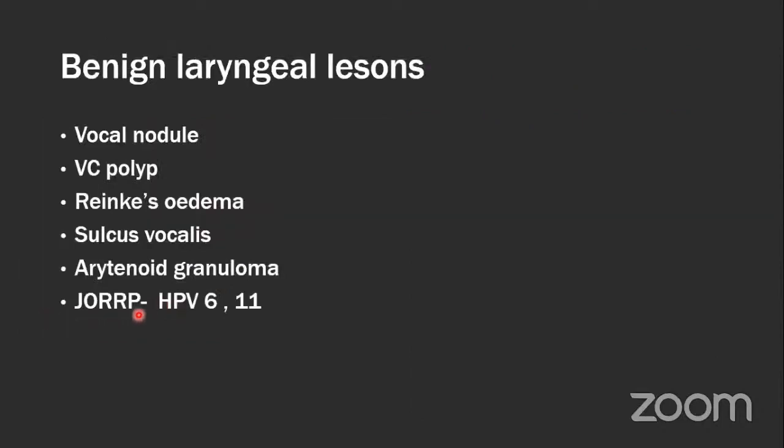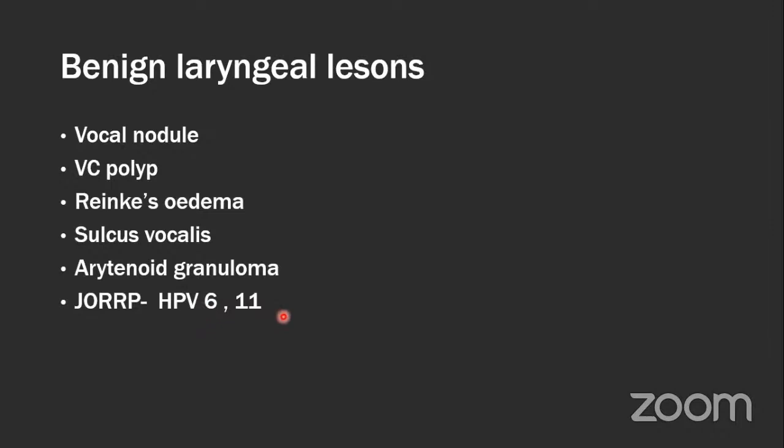Another one is JORRP. What is that? This is the approved or authorized short form, that is juvenile onset recurrent respiratory papillomatosis. Okay. And it is caused by human papilloma virus, mainly type 6 and type 11. And type 11 is associated with a more severe disease. So, juvenile onset recurrent respiratory papillomatosis is caused by human papilloma virus 6 and 11. And 11 is associated with a more severe disease. Okay.